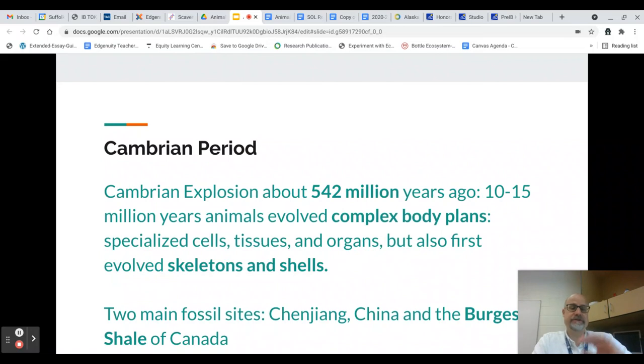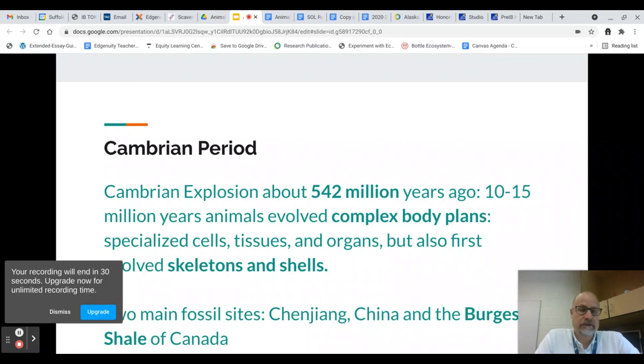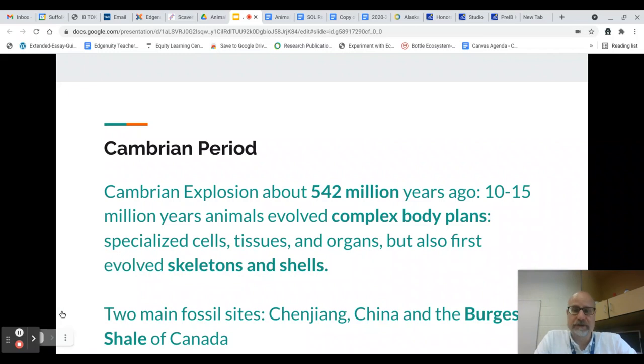Cambrian explosion. Remember, we said 600 million years ago we get the oldest fossils. 542 million years ago. Basically, over the course of 10 to 15 million years, animals evolve complex body plans, much more complex than the Ediacaran ones we were talking about earlier, with no front, no back, little specialization, all that. Here, we've got these complex body plans with specialized cells, specialized tissues, specialized organs, hearts and lungs, and all that good stuff. All these different possibilities.